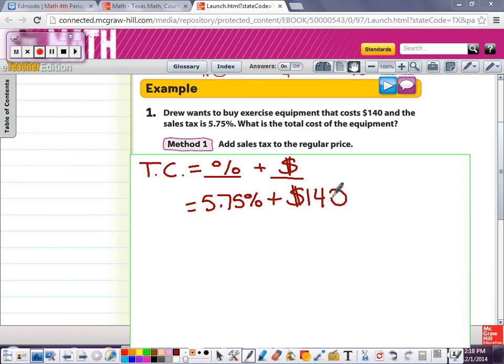Now, the mistake most students want to make is they want to add literally just these two numbers. But you can't. This is measuring in dollars, and this is measuring in percent. You need to figure out how to turn this percent into dollars so you can add the two together. And here's how you're going to do it. You are going to take the 5.75% and turn it into a decimal. Right now, it's just a percent because it has a percent sign.